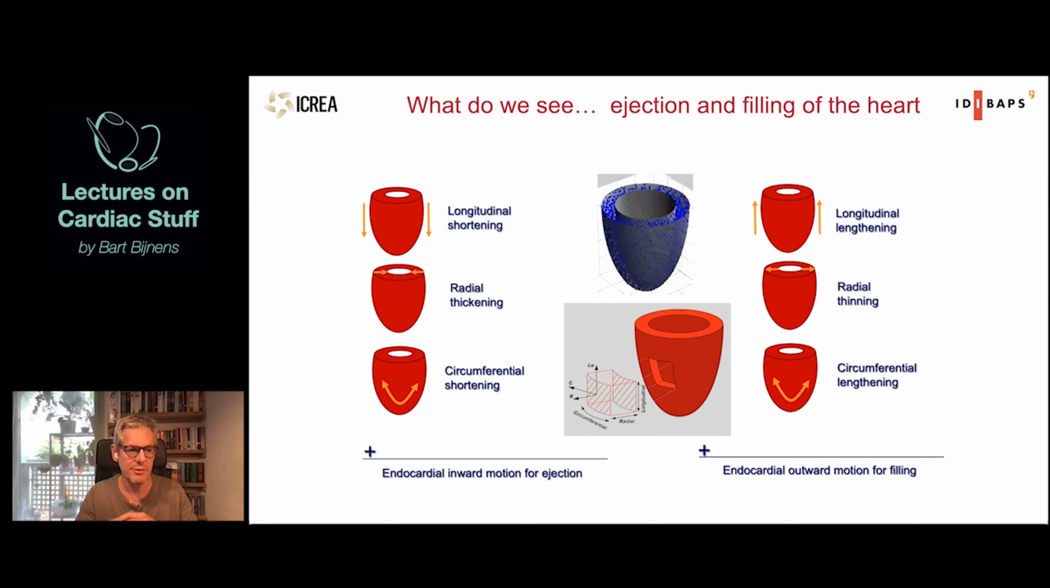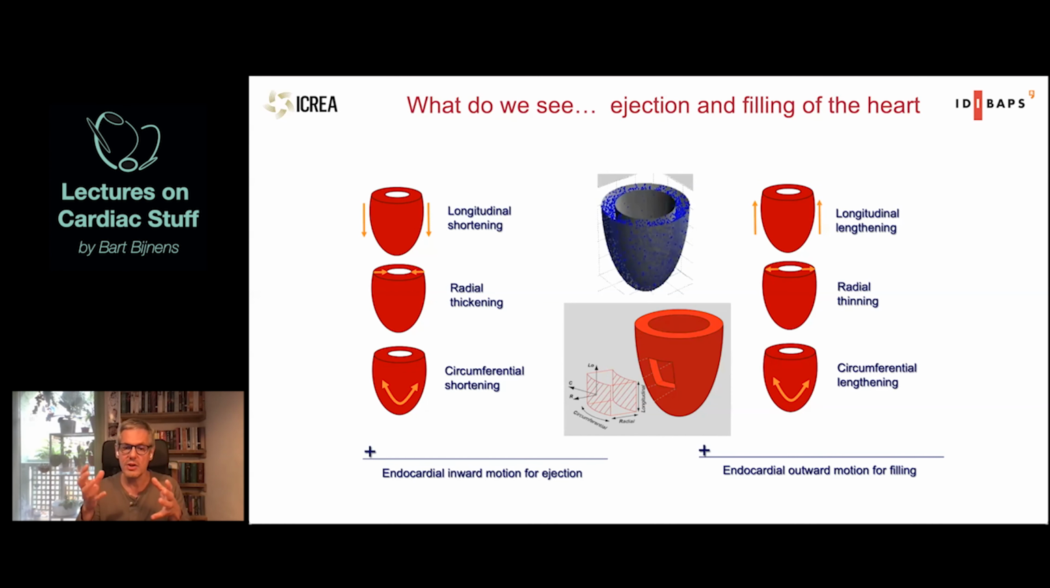And we will see that there are different ways to assess this. Next, we have the circumferential shortening. And then keep in mind that we always have the radial thickening, which is a kind of passive deformation to maintain the non-compressibility of the tissue.